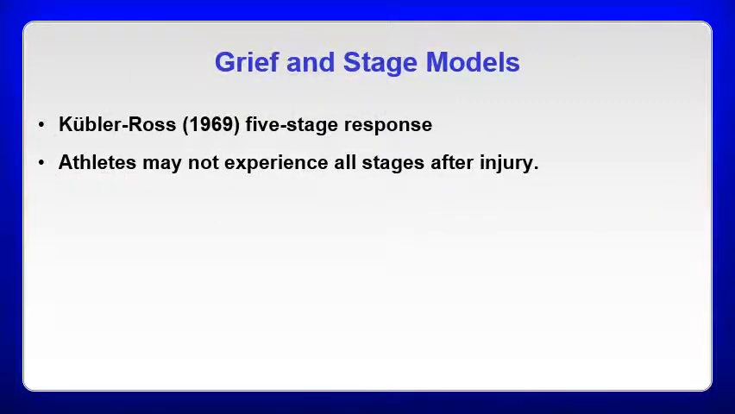One of the early models that a lot of people applied was the Kubler-Ross five-stage response, a model that was originally designed over suffering, loss, or bereavement due to illness and disability. We started to apply this to musculoskeletal injury, and to a degree it could work, but we'll talk about some of the shortcomings of it in regards to musculoskeletal injury.